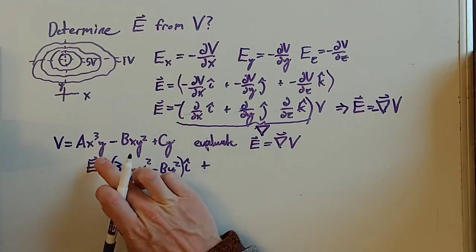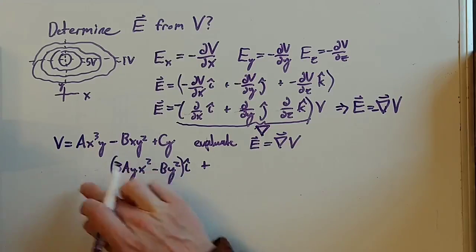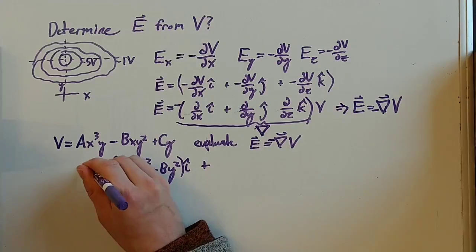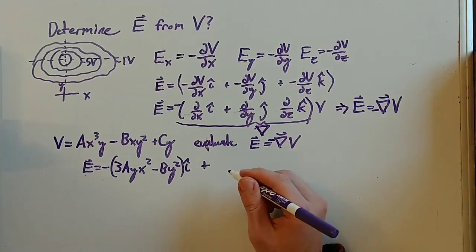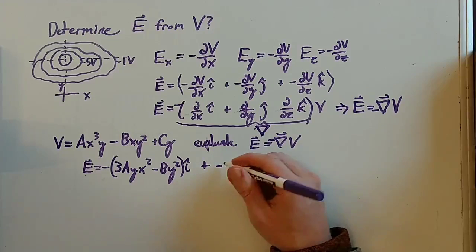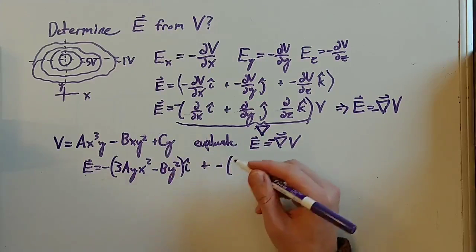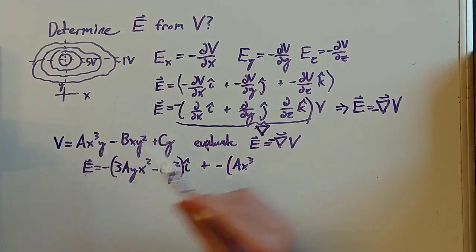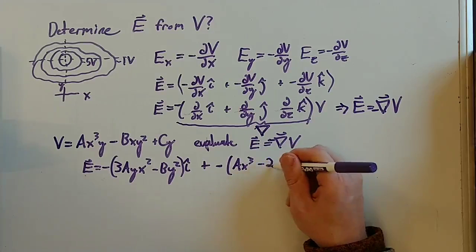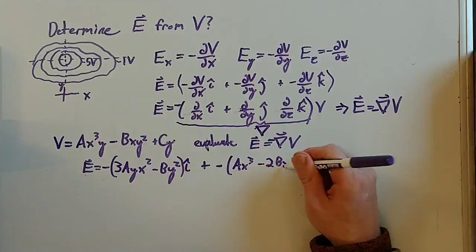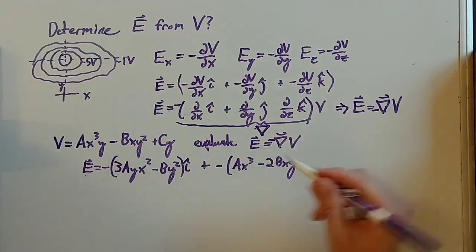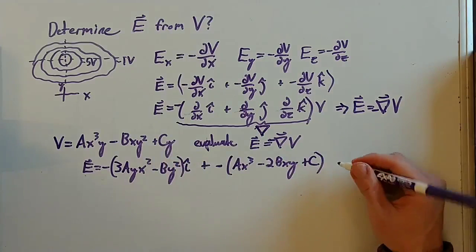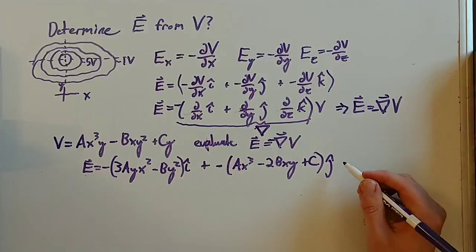And then I should be very careful. I almost forgot my minus sign in this equation. It's very important to keep that minus sign around. So E is minus that, and then plus, and we're going to do minus. Now we take the derivative with respect to y. The derivative with respect to y here is a x cubed, because that's the constant in front of y, minus 2bxy, that's the derivative of this term here, and then plus c, that is the derivative here with respect to y, j hat.